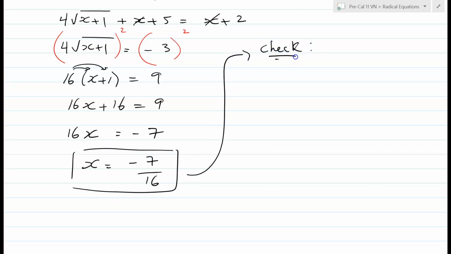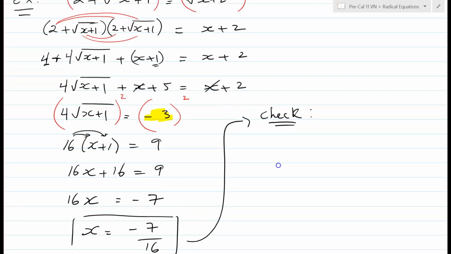You need to check. Before moving on, I need to make sure that you already see that this equation will not have a real solution, because a radical term cannot have a negative value. On the left hand side we have a radical term, and on the right hand side we have -3, and the value of a radical cannot be negative.